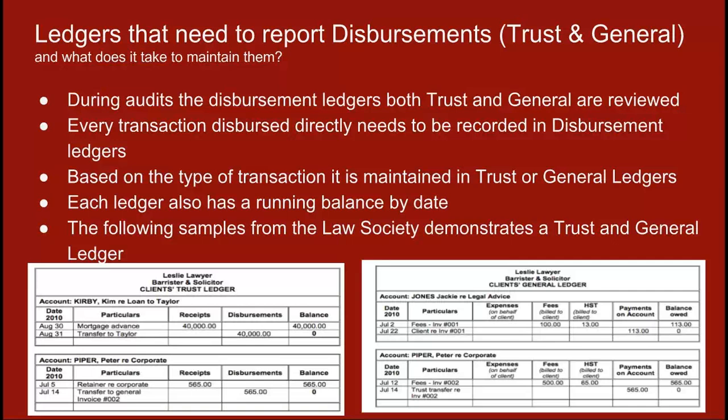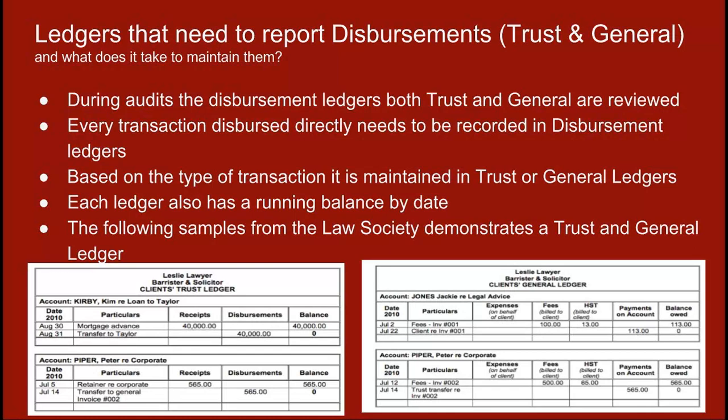The fourth bulletin is obviously a very critical and important point. Each ledger, regardless of whether it's a trust or general, needs a running balance by date, basically telling you every transaction as it happened and if there is a balance on a particular date that you're generating that report. And then we look at some examples of the trust ledger as well as the general ledger. And what really stands out are the particulars of these ledgers.